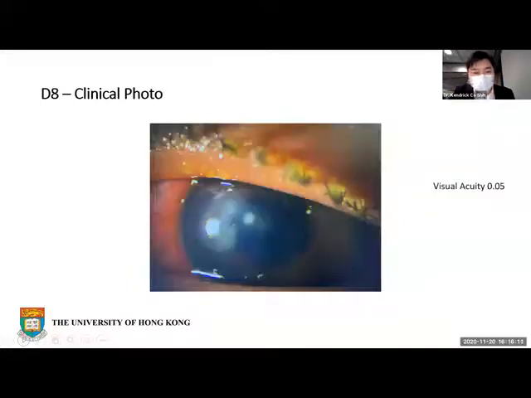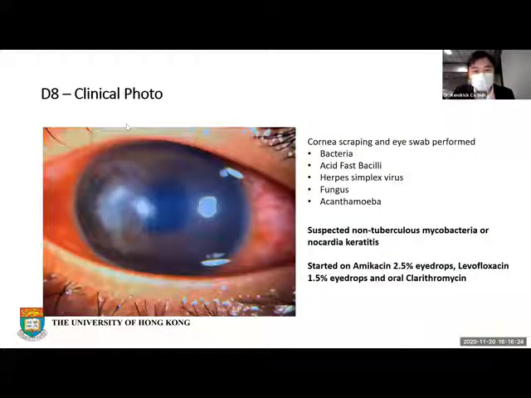So I thought I was on the right track until day 8. This is what it looked like. There was a clear new focus of infection adjacent to the large infiltrate, and the visual acuity was dropping as well. So at that point in time, I did a cornea scraping for bacteria, Bacillus cereus, herpes simplex, fungus, acanthamoeba. After listening to the talk, I probably should have done microsporidia as well.